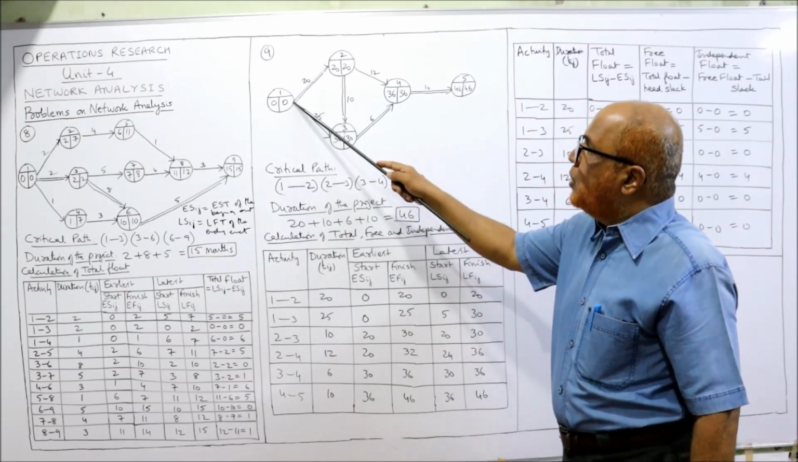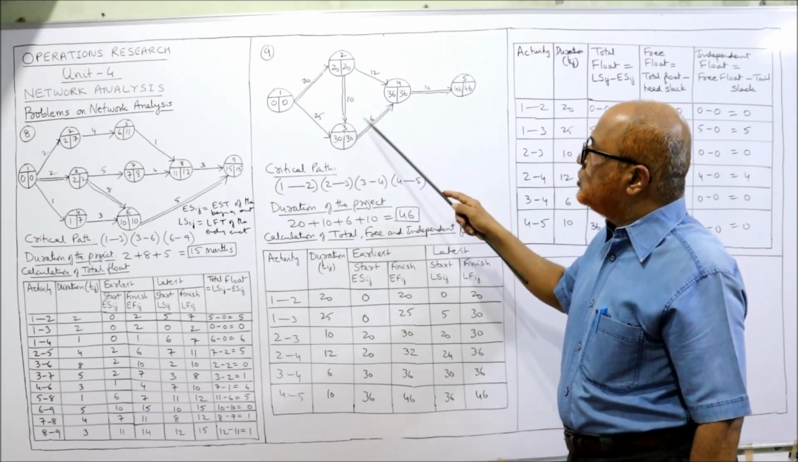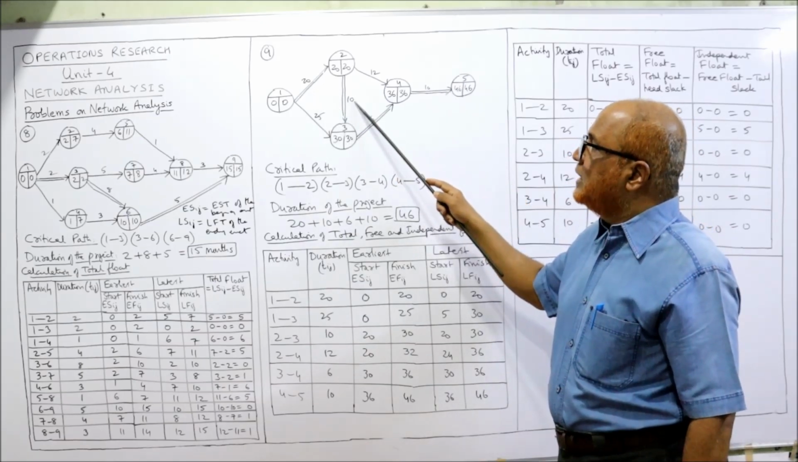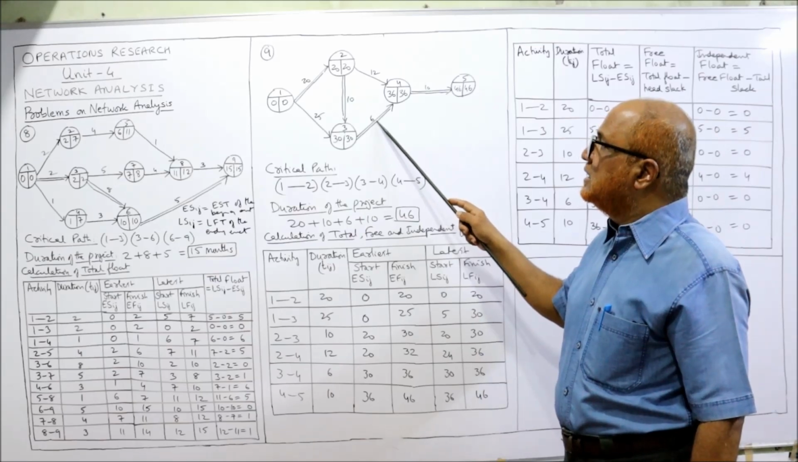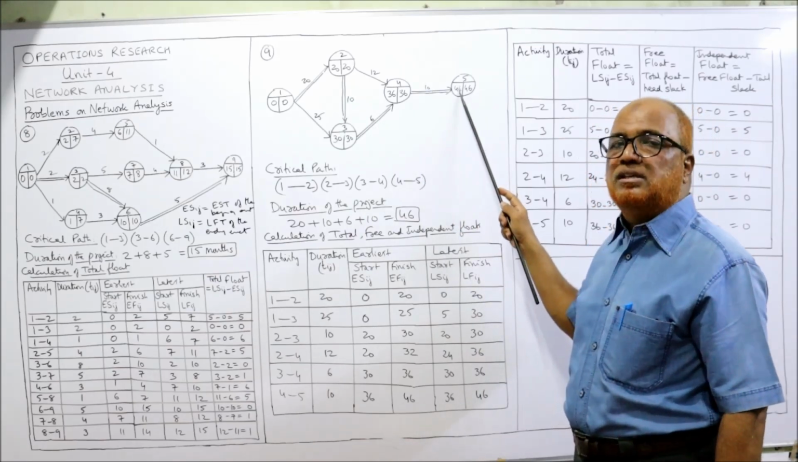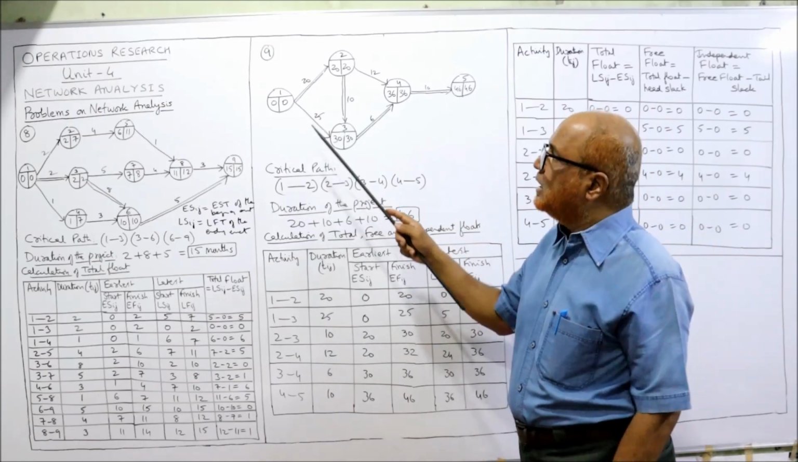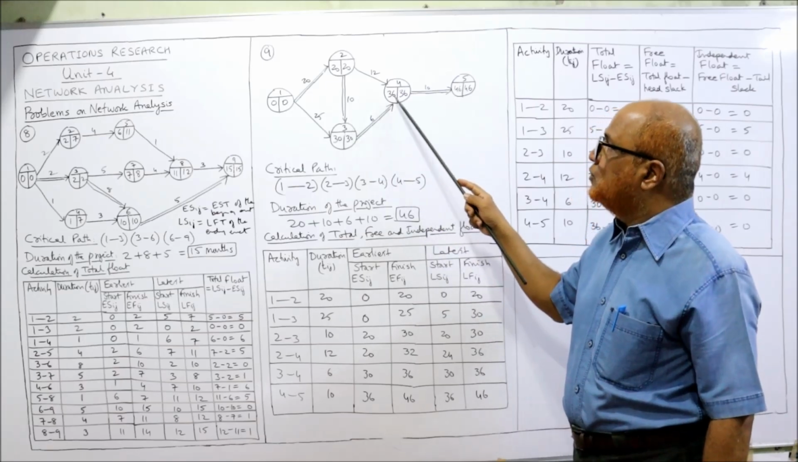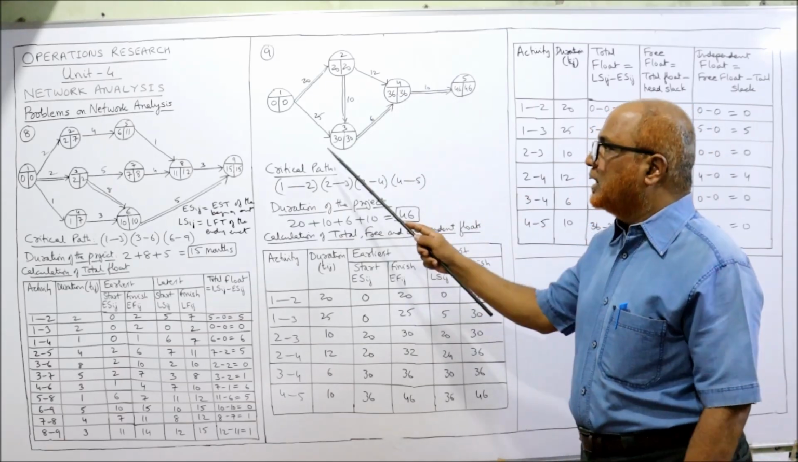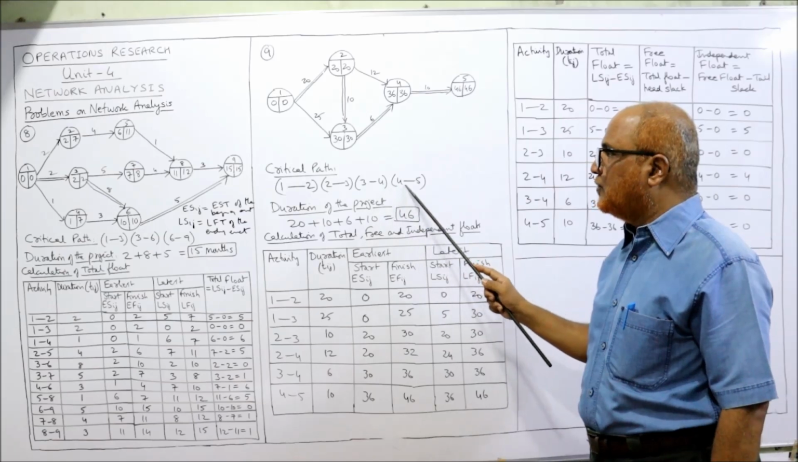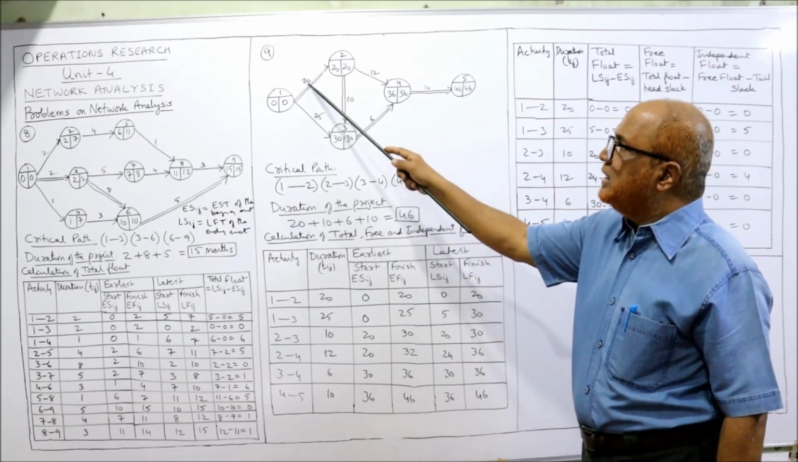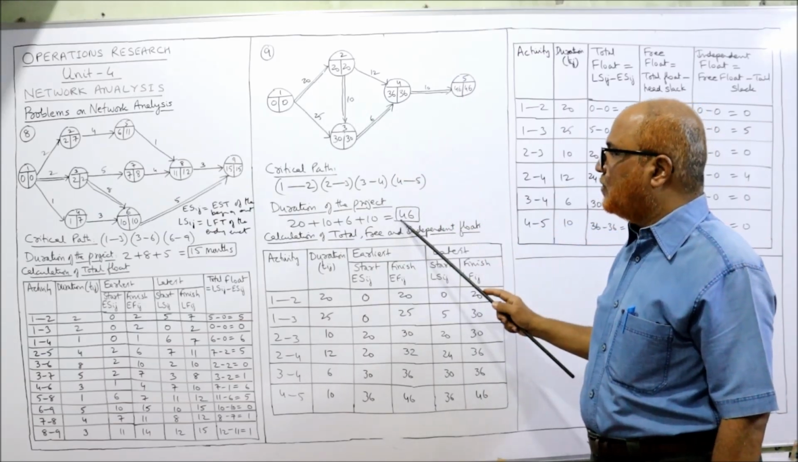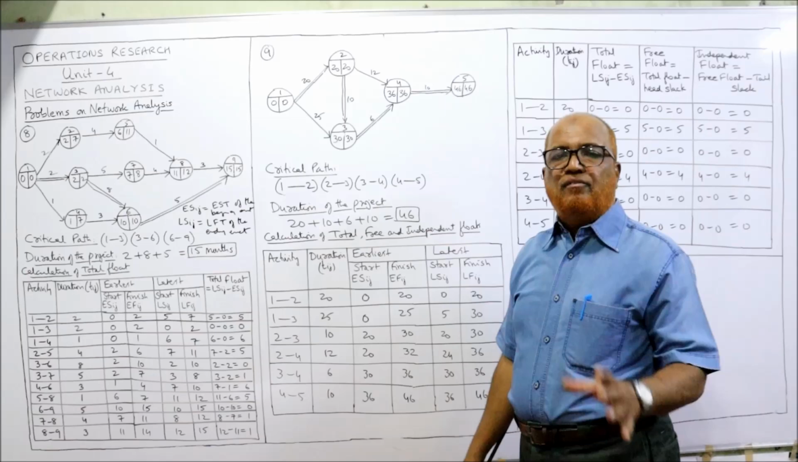Then the critical path is 1 to 2, 2 to 3, 3 to 4, 4 to 5. Now we'll check: 20 plus 10, 30. 30 plus 6, 36. 36 plus 10, 46. Yes. So our critical path is shown by double lines: 1 to 2, 2 to 3, 3 to 4, 4 to 5. The duration of the project is 20 plus 10 plus 6 plus 10, which gives 46. Over. We have drawn the network.